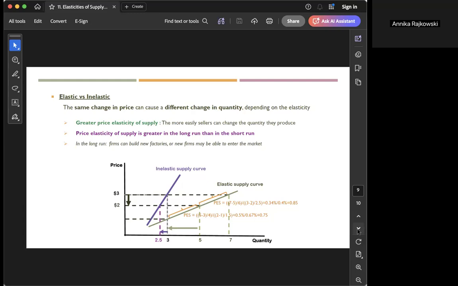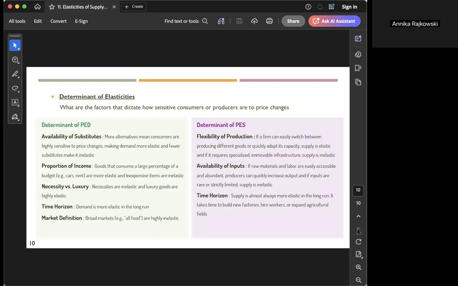Let's talk about those determinants a little bit more. Determinants of elasticity are the factors that dictate how sensitive consumers or producers are to price change. For demand, we have several important factors. First one is availability of substitutes. If consumers have many alternatives, demand is more elastic.